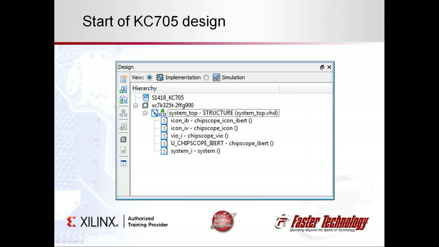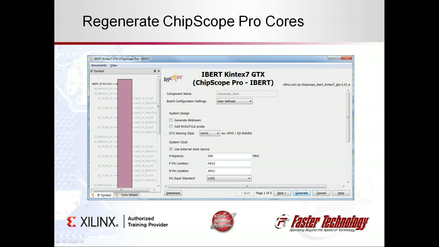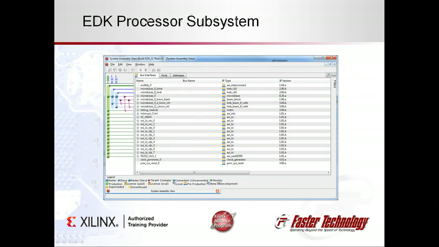After creating a new project and adding the existing HDL code, we run Core Generator to recreate the ChipScope cores for the new target FPGA. The IBERT core is slightly different to account for the newer versions of the MGTs. We adjust the HDL code accordingly. The other cores use the same parameters.